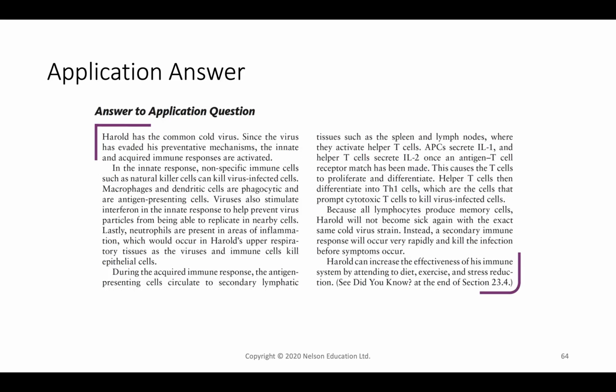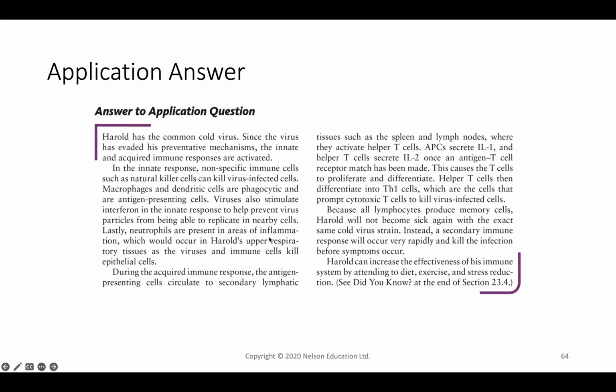All right, so this here is the answer to the application question. Harold has been invaded by the common cold, and so the activation of the innate and acquired immune systems has begun. In the innate response, we have non-specific immune cells like NK cells that kill the virus-infected cells, and macrophages and dendritic cells that are also phagocytic and antigen presenting. They're also going to stimulate interferon in the innate response. We also have neutrophils present.